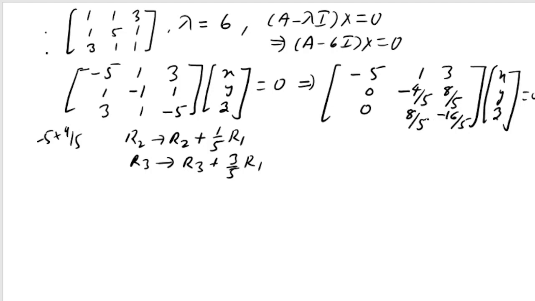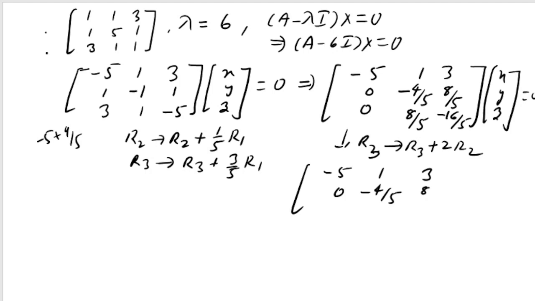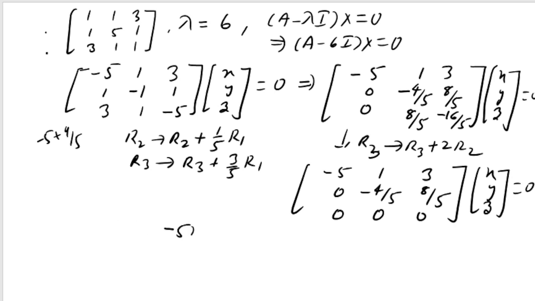So you can clearly see that I can make this 0. So on this I am performing the operation R3 goes to R3 plus 2 times R2. If I do this, I will get minus 5, 1, 3, 0, minus 4 by 5, 8 by 5, 0, 0, 0, and here we have x, y, z is equal to 0. So we have the equation minus 5x plus y plus 3z is equal to 0, and minus 4 by 5y plus 8 by 5z is equal to 0.